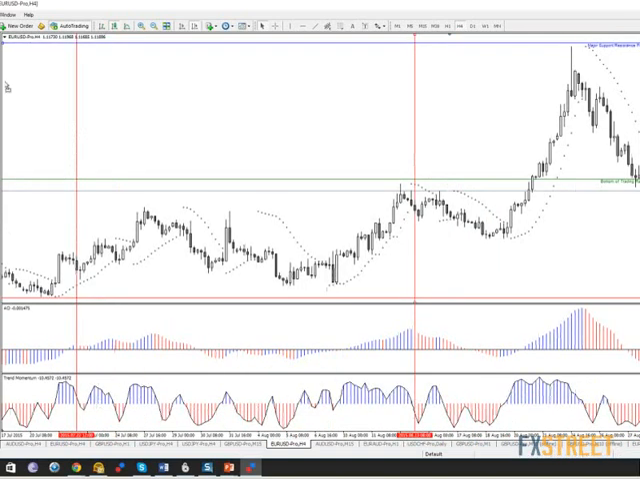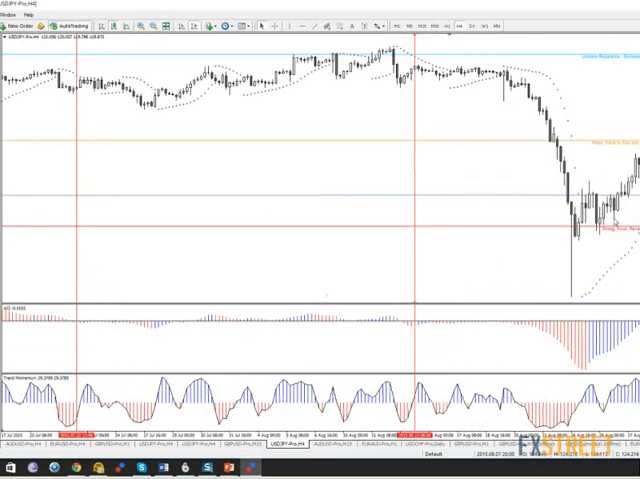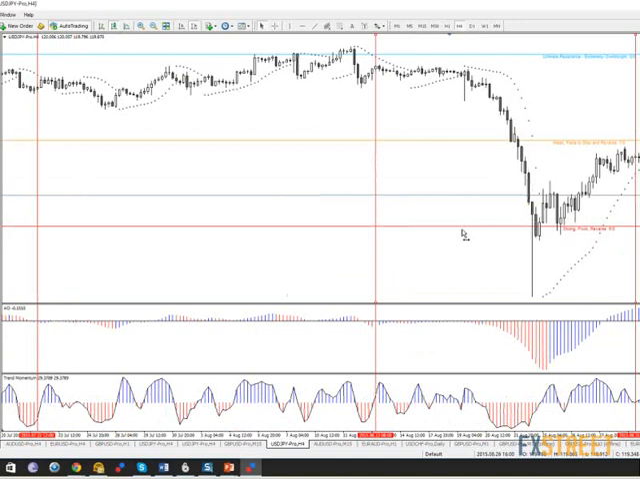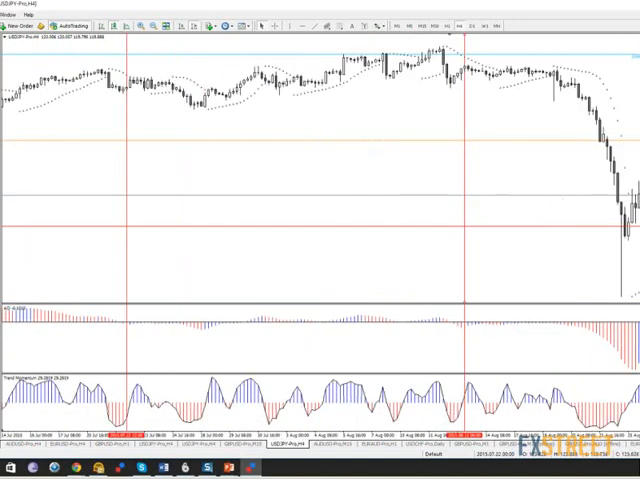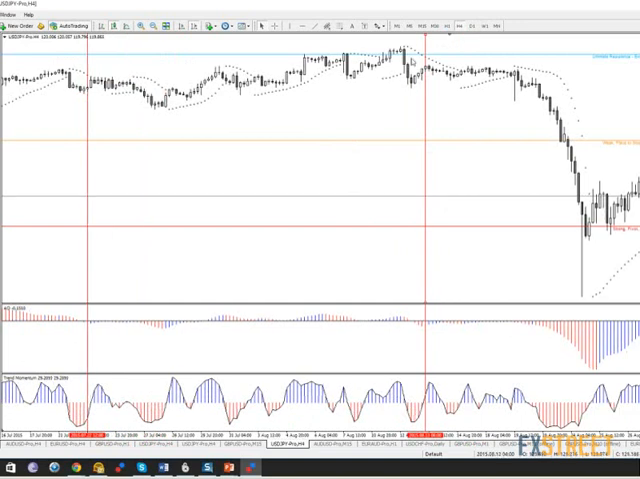Let's see other pairs. Let's see dollar yen, for example. Now, logically, guys, what did we say? 8.8. I know that many traders are suffering from buying resistance and selling into support.